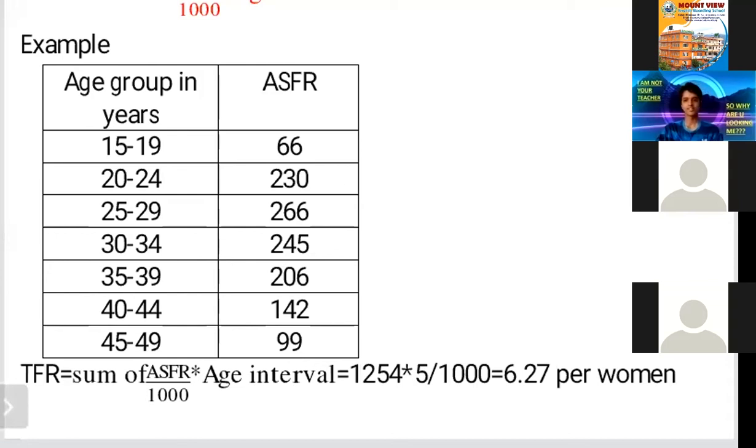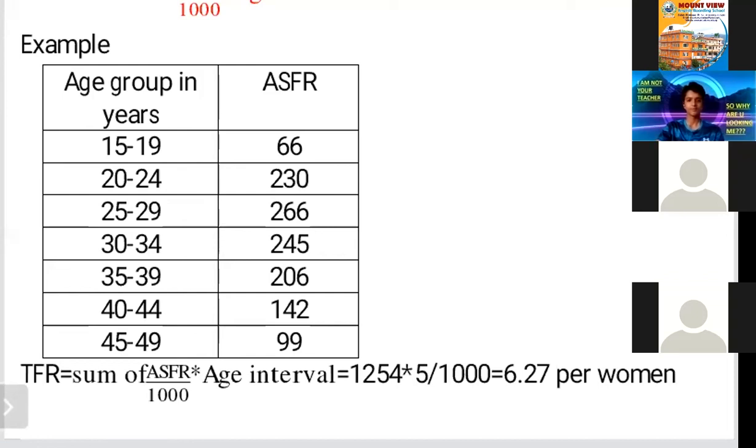There is a 5 year interval. My dear students, we have to start from 15: 15, 16, 17, 18, 19. How many gaps? How many intervals? 5 years. 20 to 24, like 20, 21, 22, 23, 24. So there is a 5 year interval, so we multiply by 5. What's the age interval? Interval of 5. So we have to multiply by 5 divided by 1000.